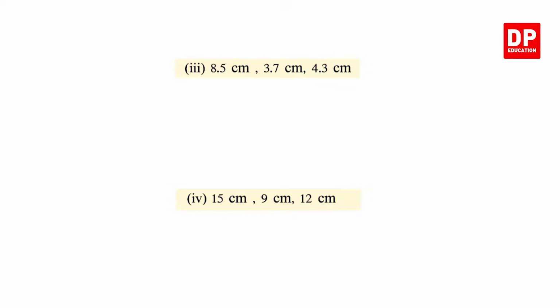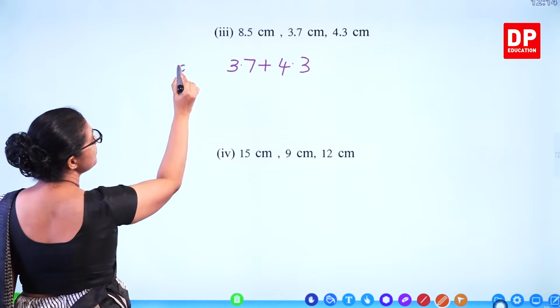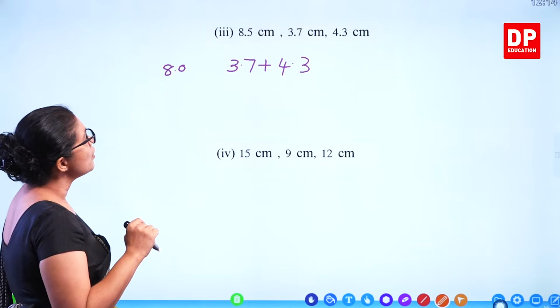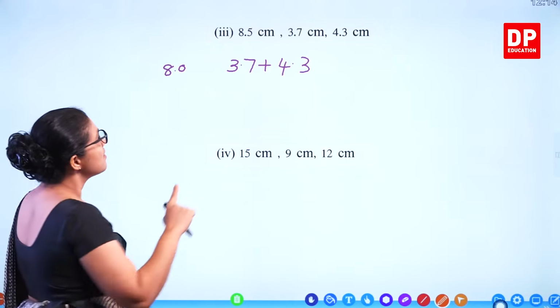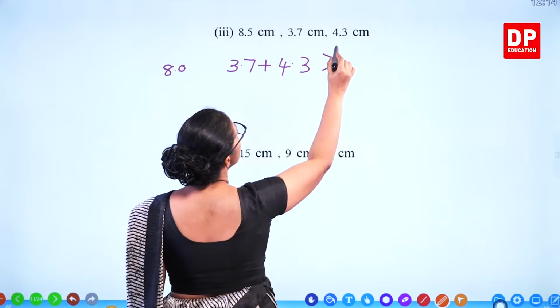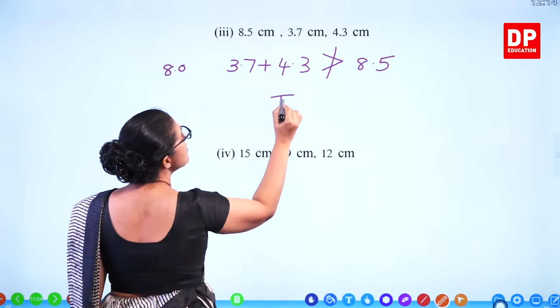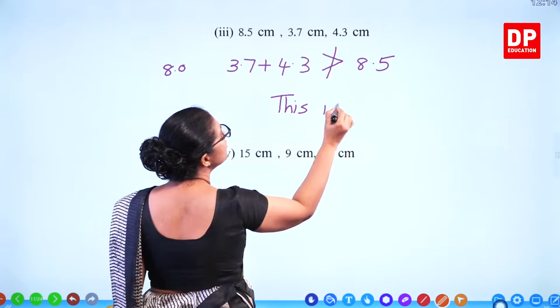What about this one? So we'll add the smallest two and see. 3.7 and 4.3, you get 8. So when you add it, you get 8. This is not greater than 8.5. So this is not a triangle.